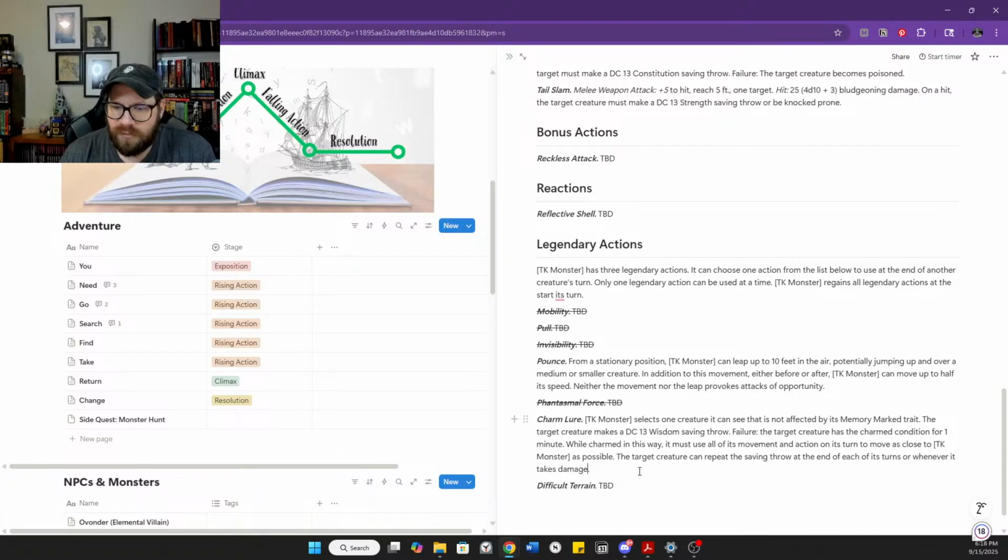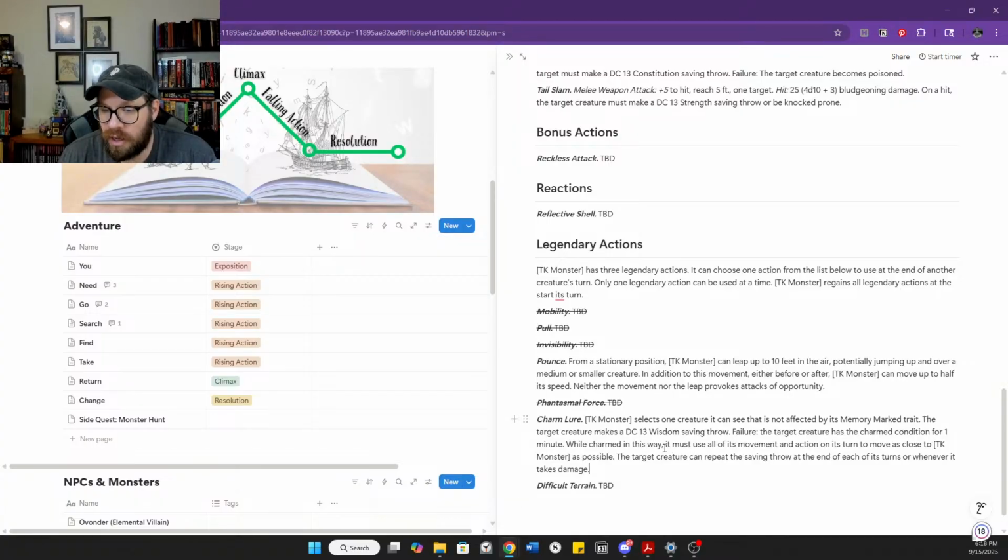So, it gives it a few more opportunities to break this, which is fine considering it's going to close the distance pretty rapidly in this case, right? If it has to use its movement and its action, the average character moves 60 feet for each turn that it's charmed like this. So it's going to close the gap pretty quickly.